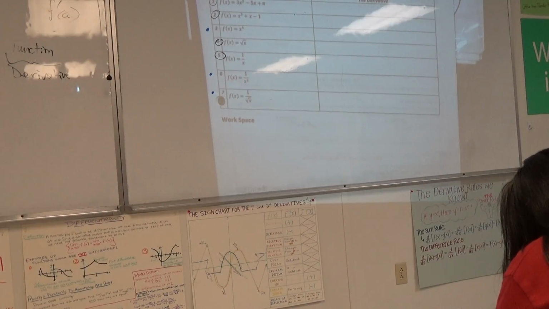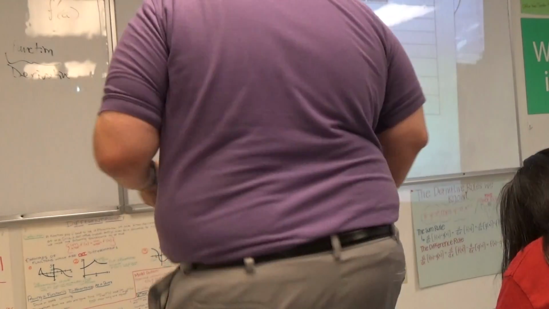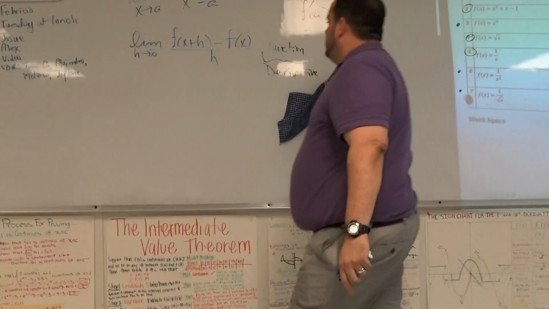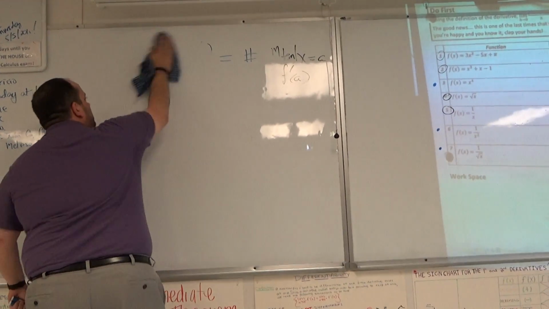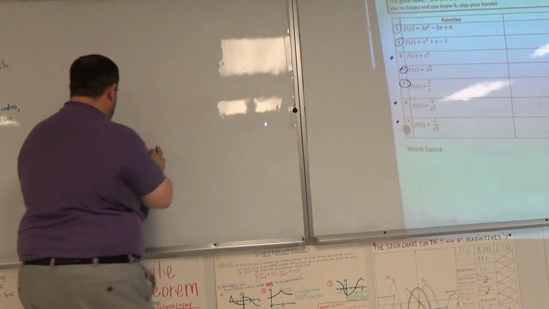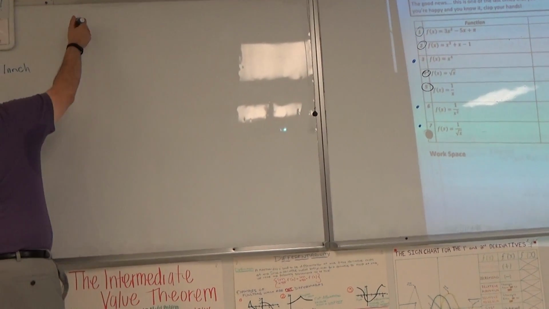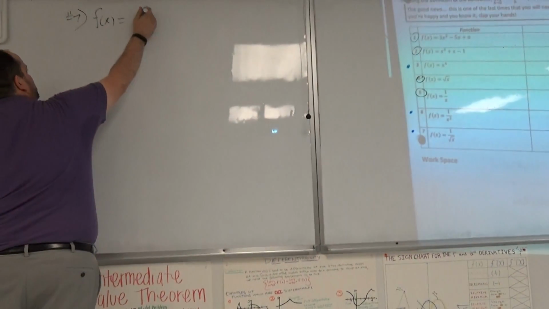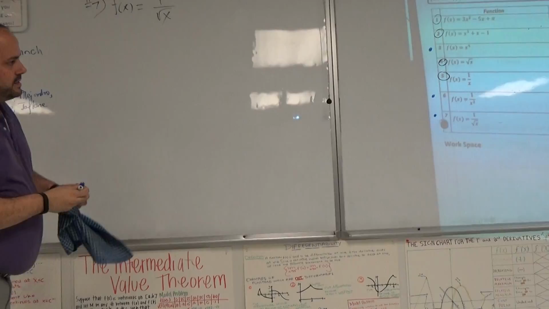I want to stretch my calculus muscles, so make sure you get this. Right, I just want to show off. All right, so I'm doing number 7. So f of x is 1 over the square root of x.